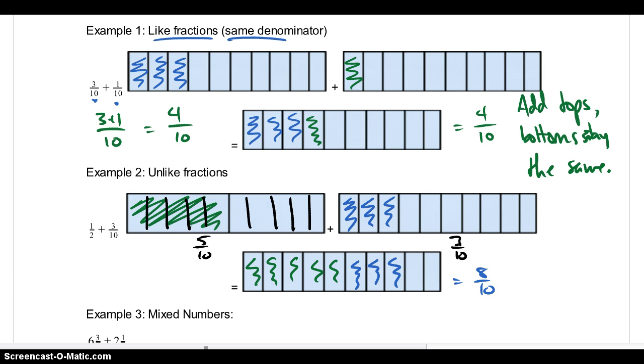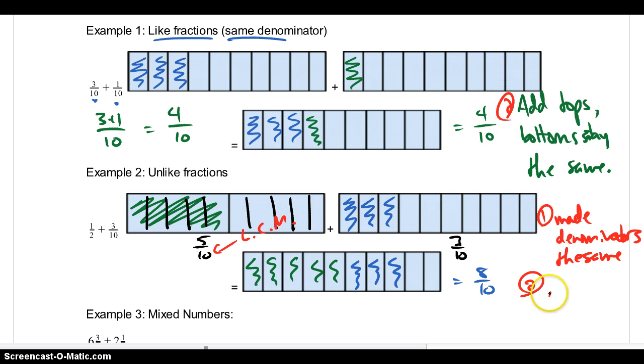And you'll see what we did is we added in a first step. We made denominators the same, and we're using the least common multiple. And then we do our second step, which was we add the tops, and the bottoms stay the same.